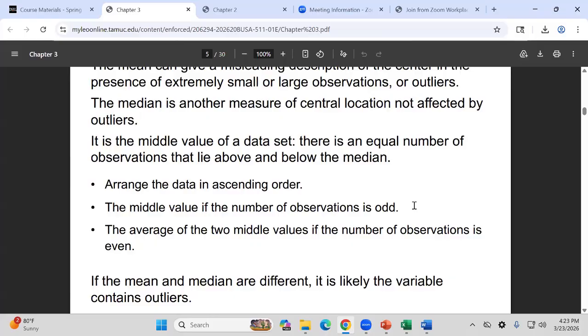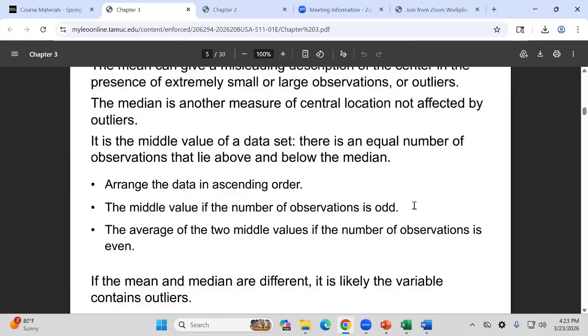Right? If you have an odd number of data points, then the one in the middle will be the median. But if you have an even number of data points, then there are two in the middle. You need to calculate the average value of the two in the middle to get the median value.